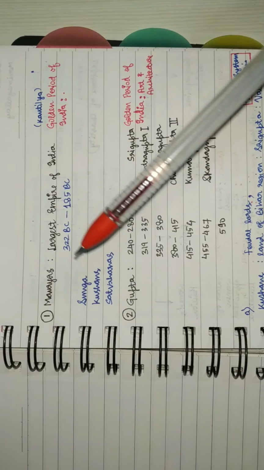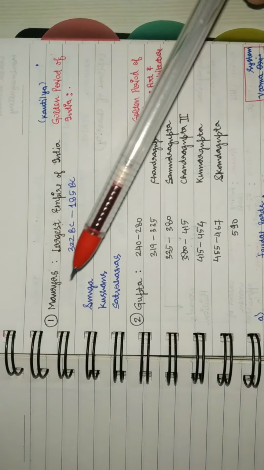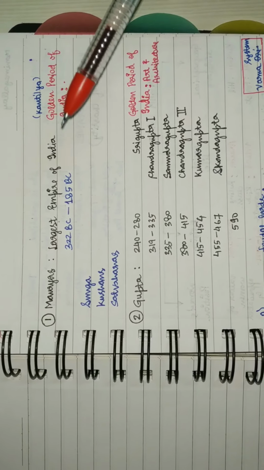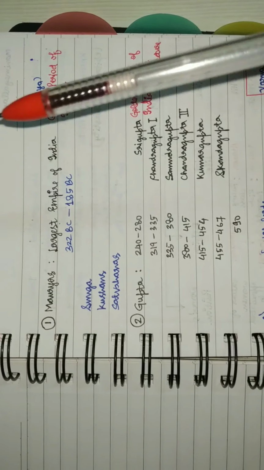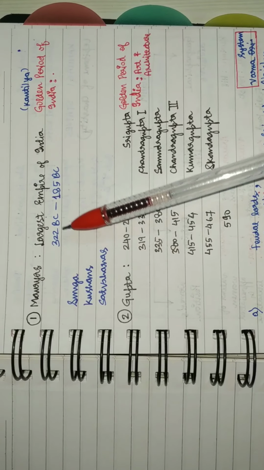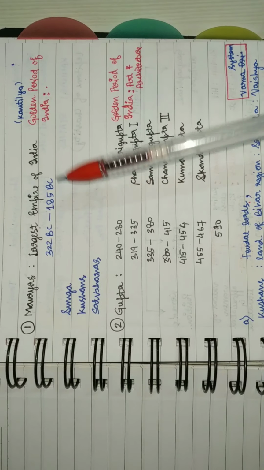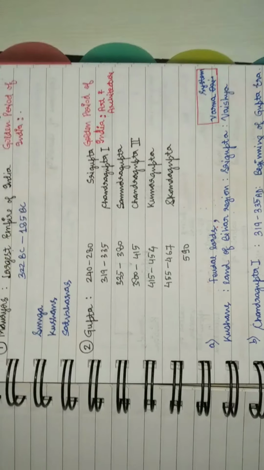In this video we'll be discussing the Gupta Empire. But to begin with, let's start with one of the golden periods of India, and the empire during that golden period was the Mauryas. It was the largest empire of India, from 322 BC to 185 BC, right? And it is in the same empire that Kautilya was present, right?